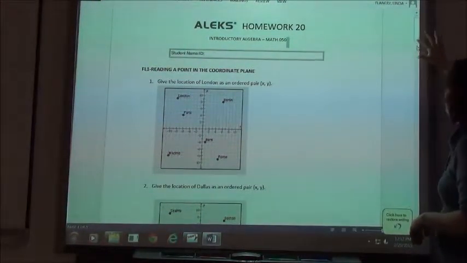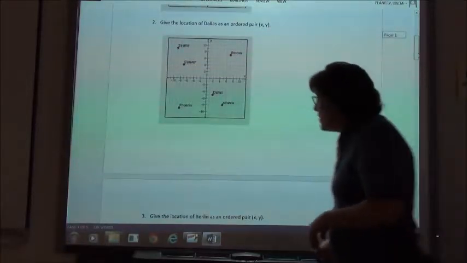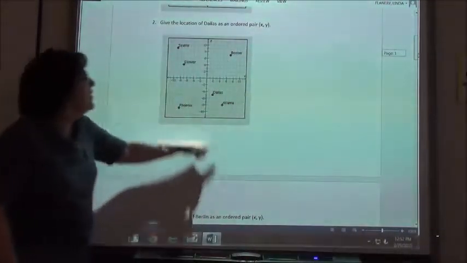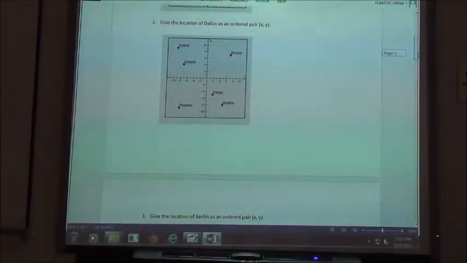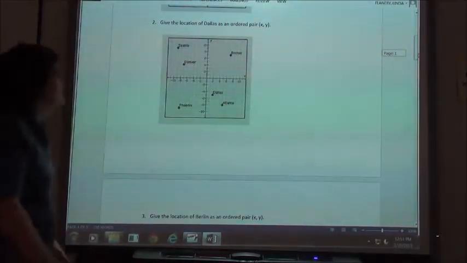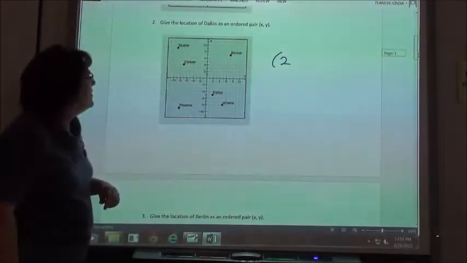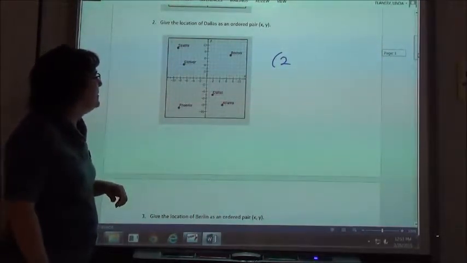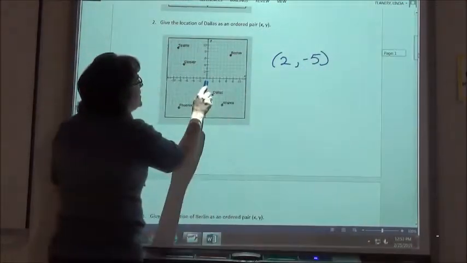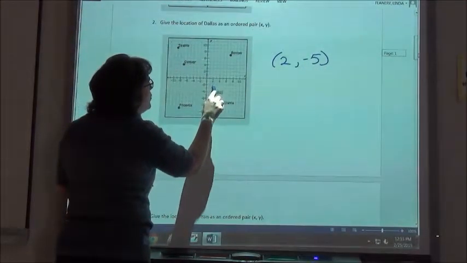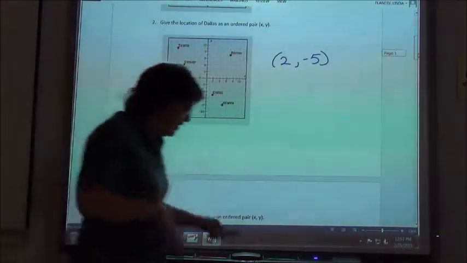So now we can go to the second one. The second one says, give the location of Dallas as an ordered pair. So Dallas is right here. If you're going to go to Dallas, what would be your coordinates? 2 is my x direction. And -5. So I started at 0, went 2 to the right, and 1, 2, 3, 4, 5 down, landed in Dallas. It was only that close.